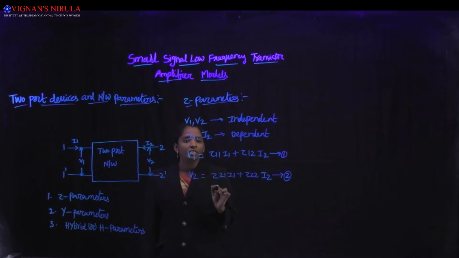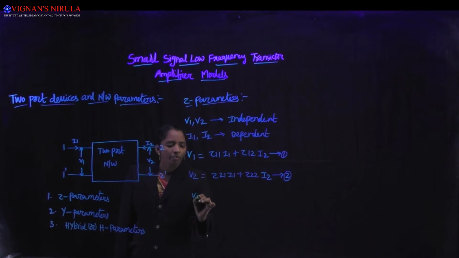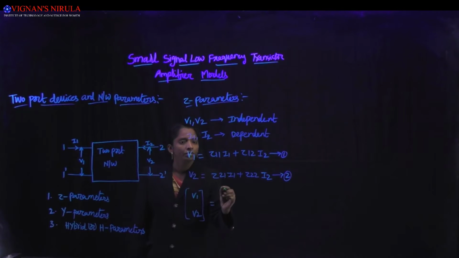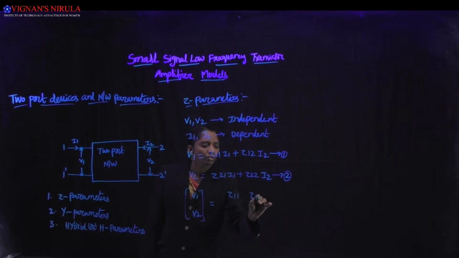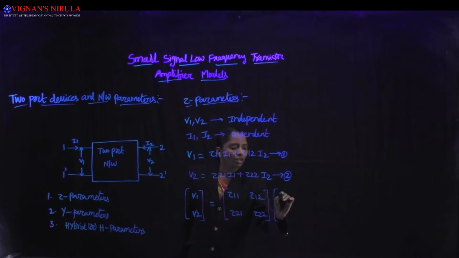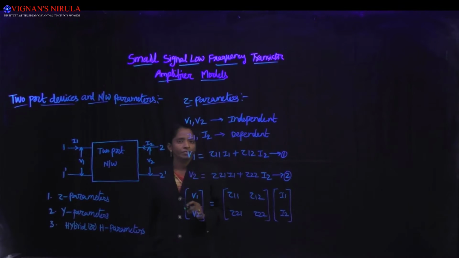From these equations we can write the matrix. The matrix for this is [V1 V2] equal to [Z11 Z12; Z21 Z22] into [I1 I2]. From this we are going to calculate Z11, Z12, Z21 and Z22.